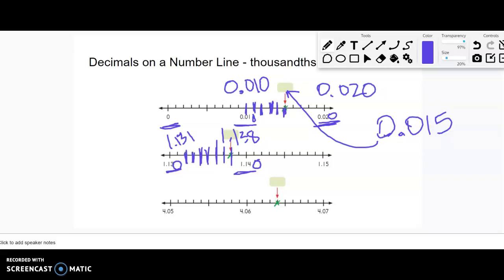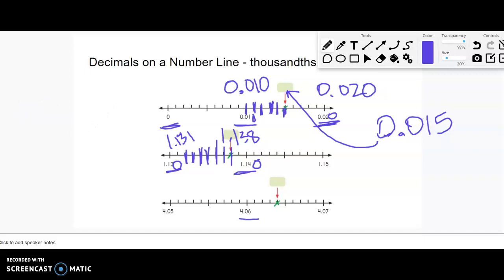Think about like if I'm in between 10 and 20. Okay, I'm just zooming in and breaking it into, instead of counting by tens, I can count by ones. Well, on these, instead of counting by tenths, instead of counting by hundredths, I'm counting by thousandths.